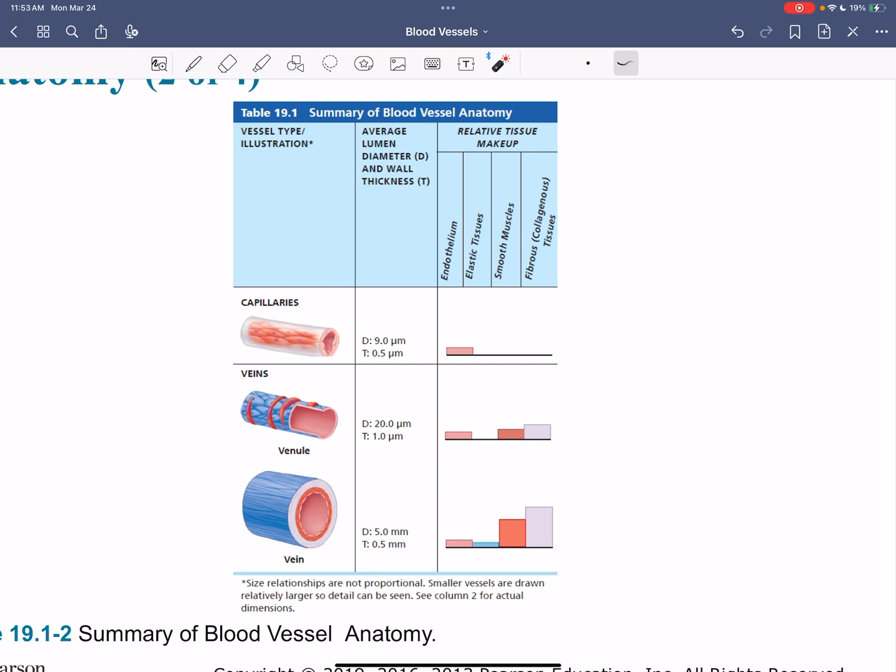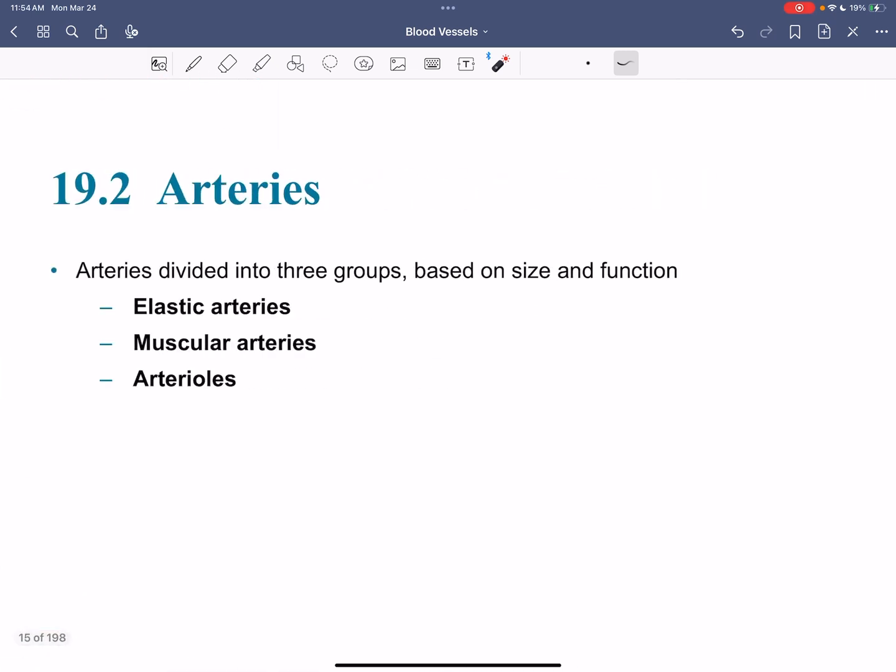But I do have things like smooth muscle, because once again, this allows us to direct blood from going from one area to the next by changing the diameter of a blood vessel, which changes the resistance of that blood vessel. All right, so when we look at arteries, we have three types: elastic, muscular, and arterioles.